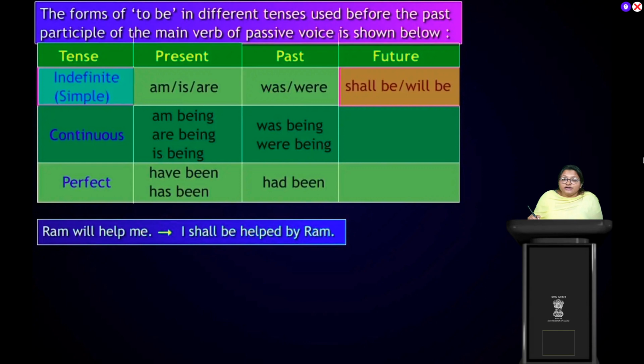So shall be or will be in case of future tense, right? Future indefinite or future simple as we call it. So Ram will help me. It gets changed to I shall be helped by Ram.